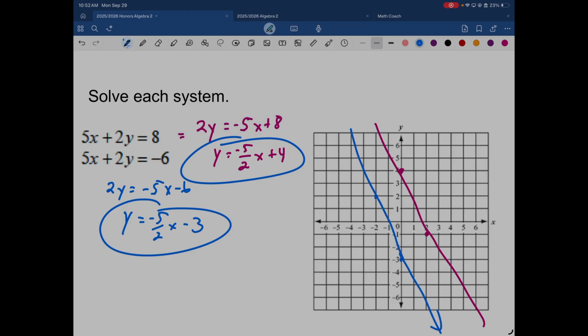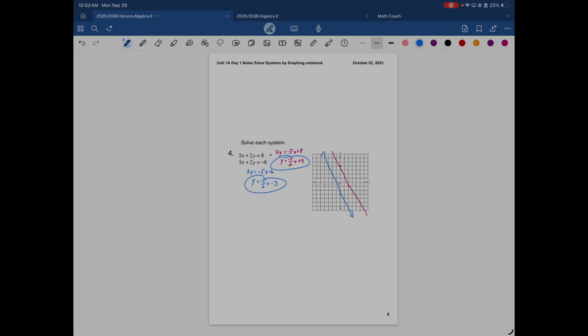If I could do straight lines, these are running the same way, so they're never going to intersect. Therefore, there is no solution to these. No solution. You could look at it right here. If they have the same slope but different y-intercepts, they're going to be parallel to each other. Okay? And there's going to be no solution.